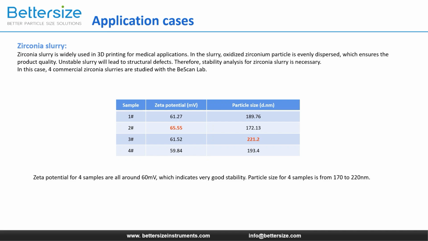At last, we measure 4 types of zirconia slurry. They are both used in 3D printing. As we know, uneven dispersion of oxidized zirconium particles may lead to structural defects in the finished part in 3D printing. Therefore, it is critical to analyze their stability. The zeta potential and the mean particle size of the 4 samples are measured with the Binano. The zeta potentials are quite high. They are all around 60 millivolts.